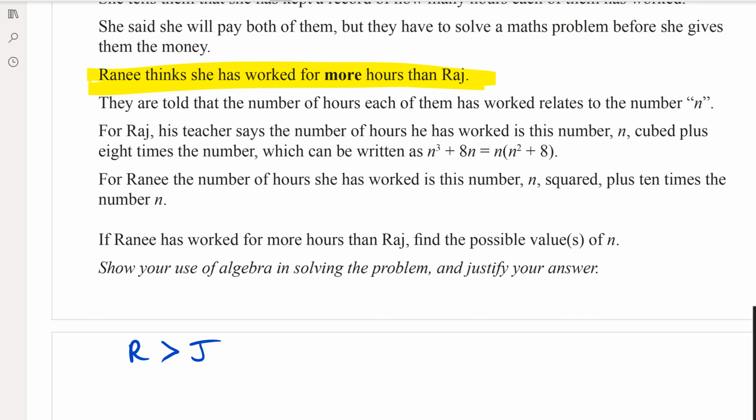All right, so we've got a couple of equations there. The first equation is already given to us, which is Raj's work hours, given to us here as n times (n squared plus 8). And we've got to try and work out Rani's equation. It says the number of hours she has worked is the number n squared plus 10 times the number n. So this is going to be Rani's work hours. So that's Rani's. That's Raj's.